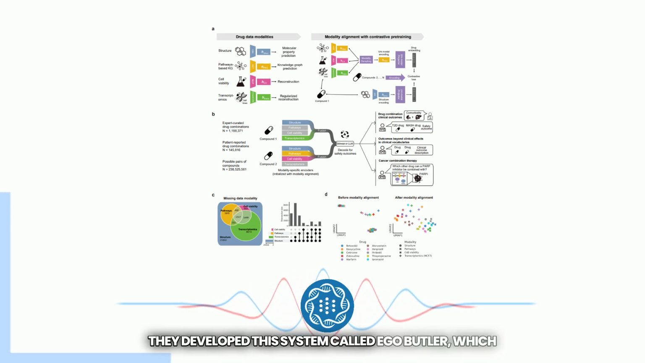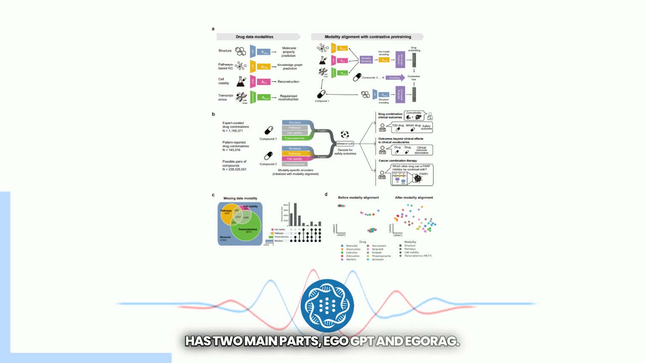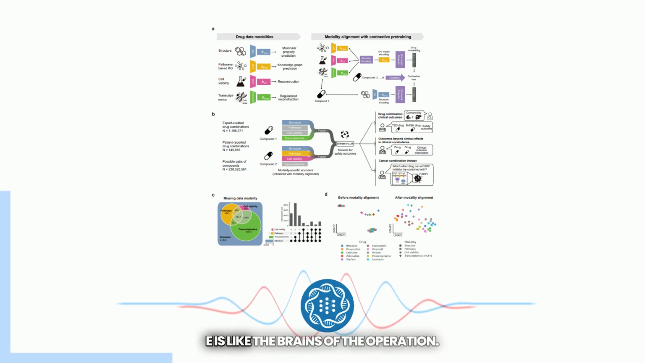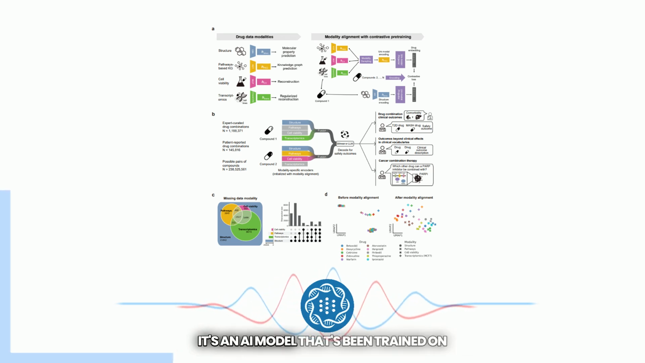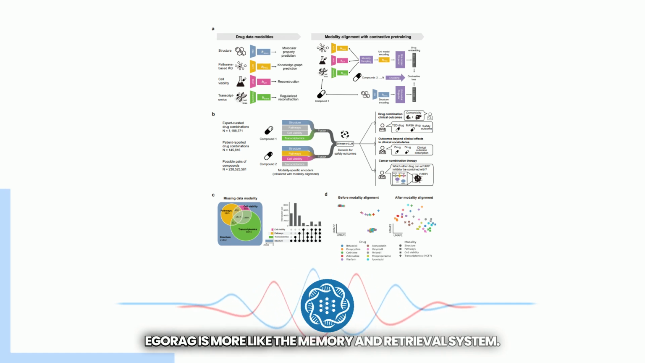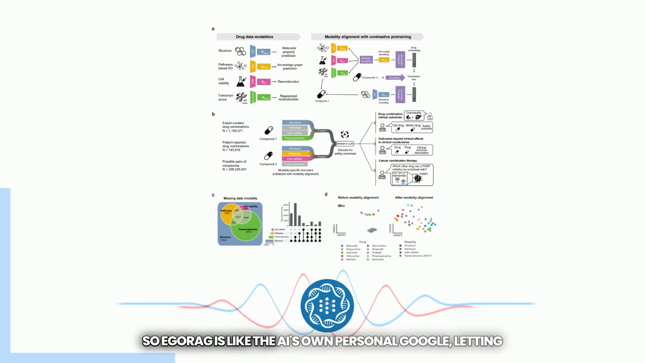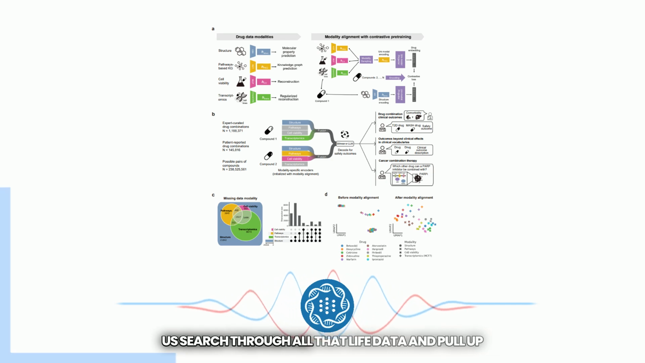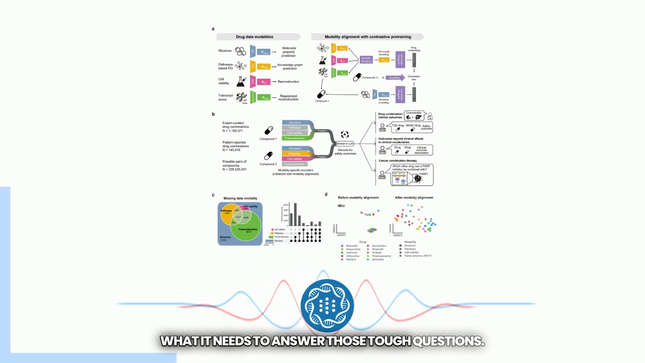They developed this system called Ego Butler, which has two main parts, EgoGPT and EgoRAG. EgoGPT is like the brains of the operation. It's an AI model that's been trained on all that personal data, the videos and the audio, to figure out what's happening. EgoRAG is more like the memory and retrieval system. Oh, I see. So EgoRAG is like the AI's own personal Google, letting us search through all that life data and pull up what it needs to answer those tough questions.